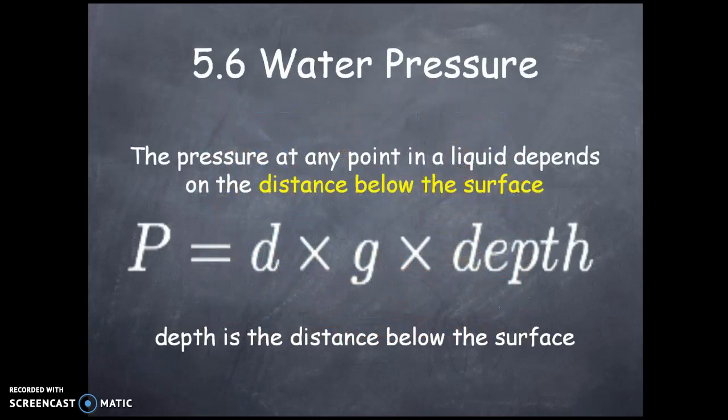Okay, water pressure. The water pressure at any point in a liquid depends on the distance below the surface, and it is measured by d, g, and depth. D is the density, g is the acceleration due to gravity, and depth is the distance below the surface.